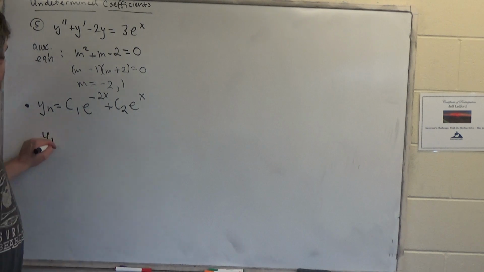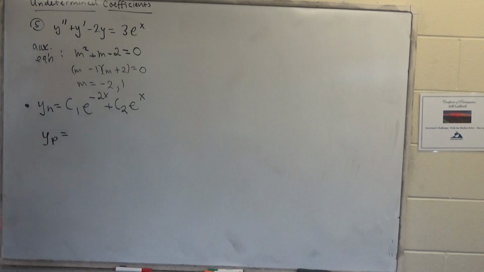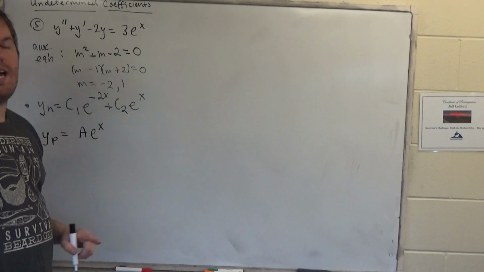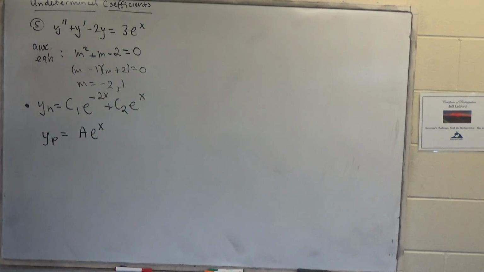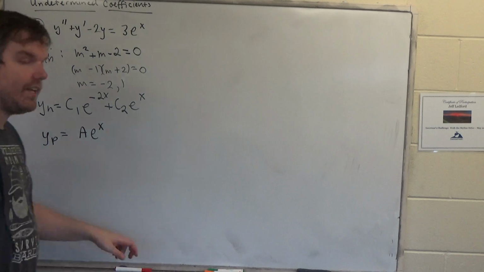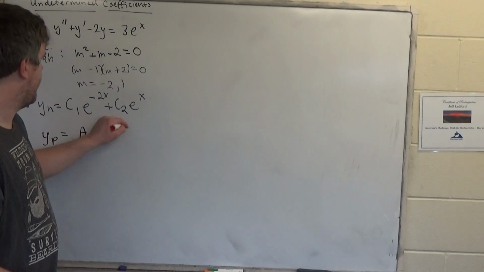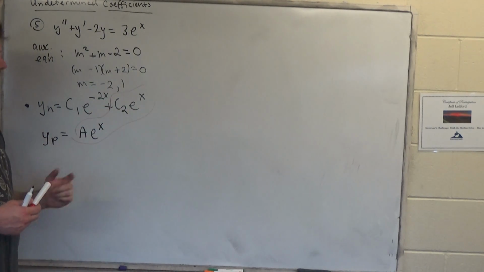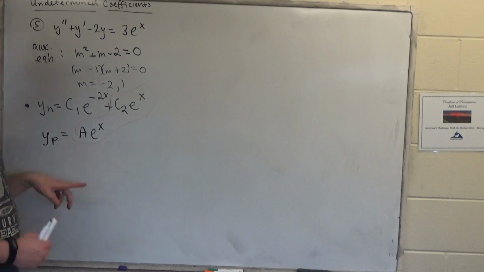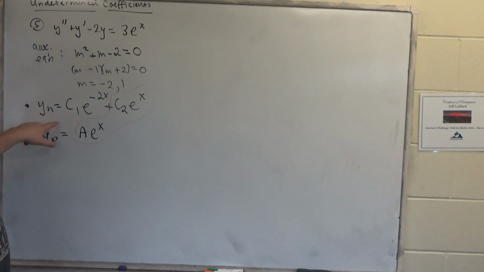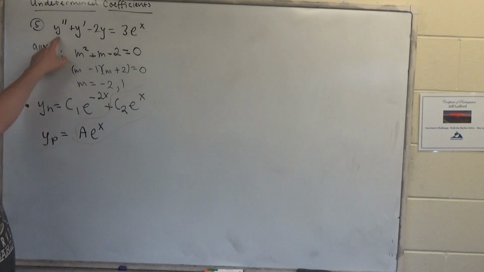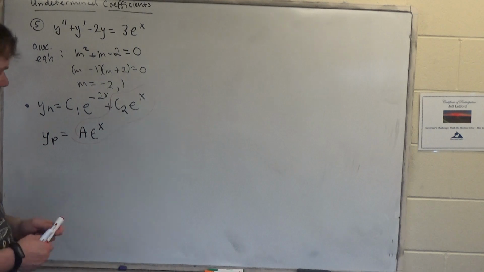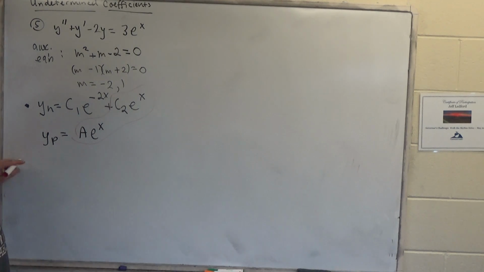And now, when we go to guess a particular solution, our first guess would be a e to the x. It's supposed to just match g. But we can see already that there's a problem, because these overlap. That's a constant times an exponential. That's a constant times an exponential. What happens is, since this is in the homogeneous solution, if I plug it into my differential equation, I'm just going to get 0. So to fix this, what we have to do is to make a new guess.